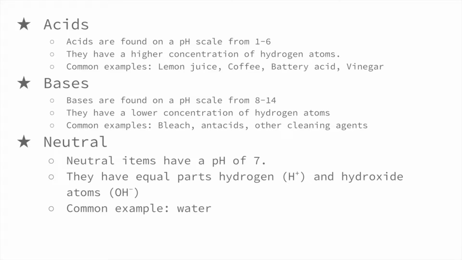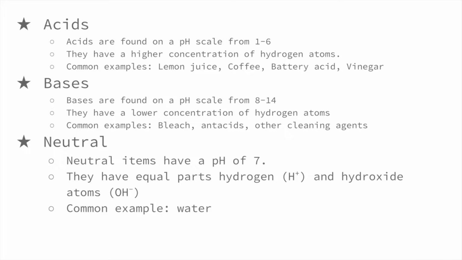Moving on to bases. So bases are found on the pH scale from 8 through 14. They have a lower concentration of hydrogen atoms, and some common examples include bleach, antacids, and other cleaning agents. So antacids is something that you might take if you're having heartburn. Heartburn is just the increase in stomach acid in your stomach. You take the antacid and it calms your stomach because it neutralizes some of that acidicness in your stomach.